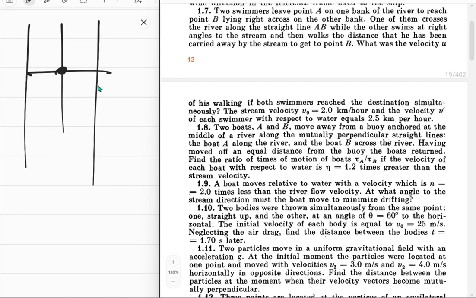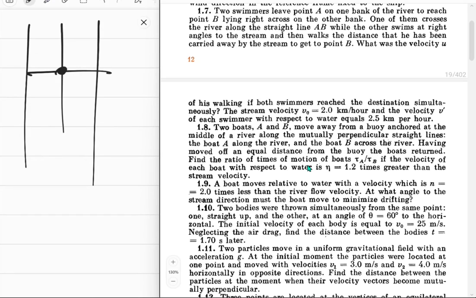Find the ratio of the times of motion of boats TA upon TB. If the velocity of each boat with the water is this thing, times... So just set the stream velocity as 1, then this will really be nice. So just 1.2 in that direction, 1.2 that direction. Cool. Or maybe set it as 5, so this will be 6. The good thing is that, oh, okay, so with respect to the water is this thing. Fine. It's doable. It's not that complicated. We can definitely do it.